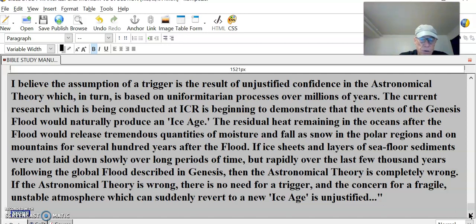So you have to have a whole bunch of water over a huge region, if not the whole planet. And then the resulting climatic changes, as we discussed, the heating up of the ocean instead of cooling down. And then the ocean heat causes moisture in the air to cause snow. And then you have moisture later on in the winter. And then we have climatic changes. In any case, the residual heat remaining in the oceans after the flood would release tremendous quantities of moisture and fall as snow in the polar regions.